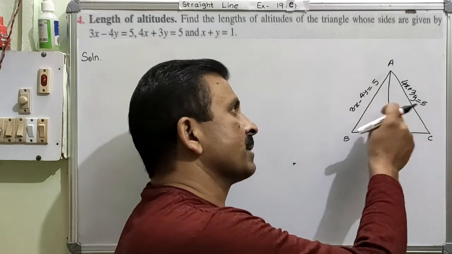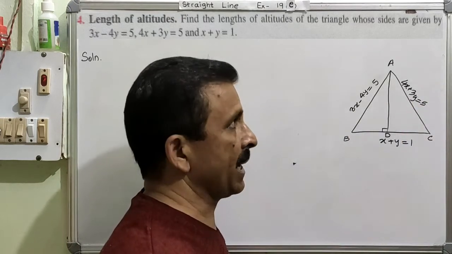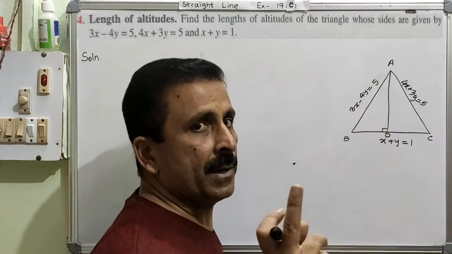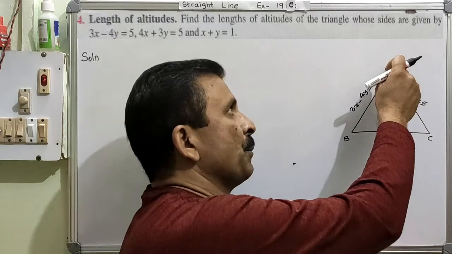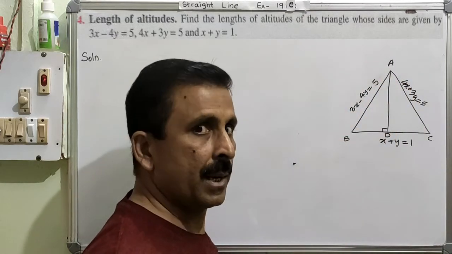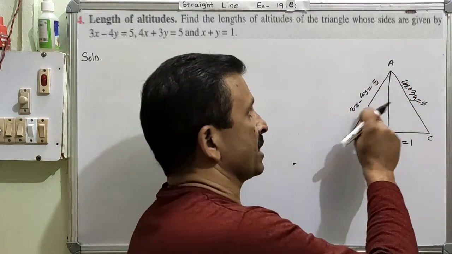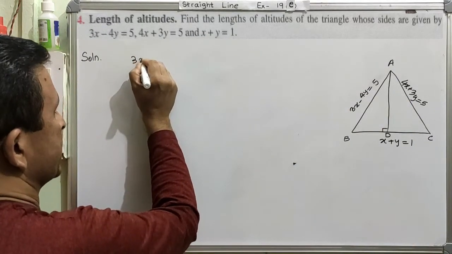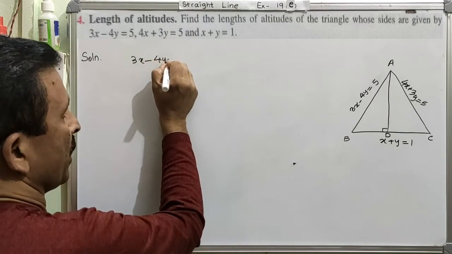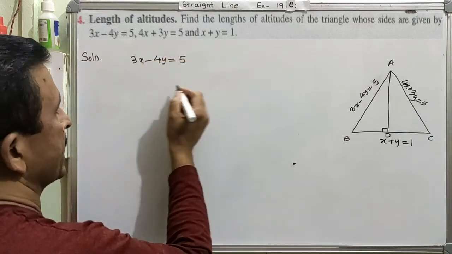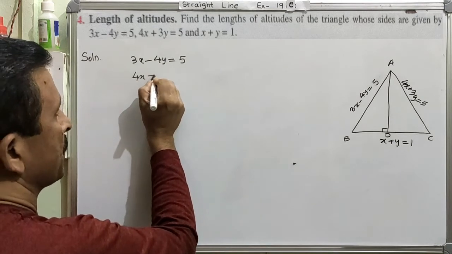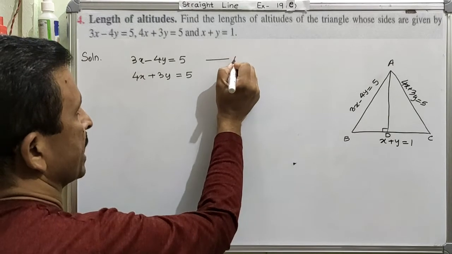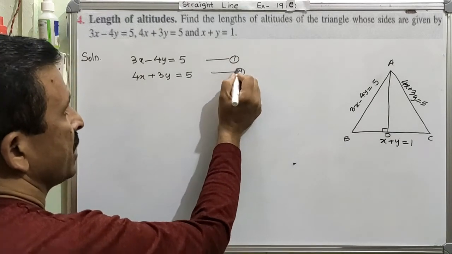So when I solve these equations algebraically by elimination method, this will give us the coordinate of the point of intersection, that is the coordinate of point A. Am I very clear? So we are going to solve these 2 equations algebraically by elimination method. The first equation is 3x minus 4y is equal to 5. Another equation is 4x plus 3y is equal to 5. This is equation number 1 and this is equation number 2.